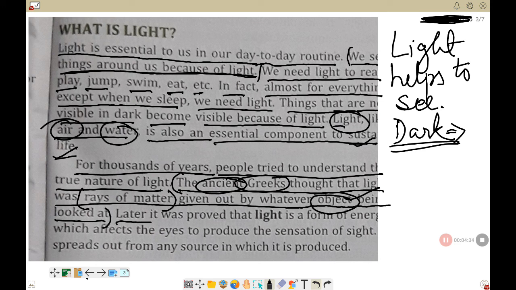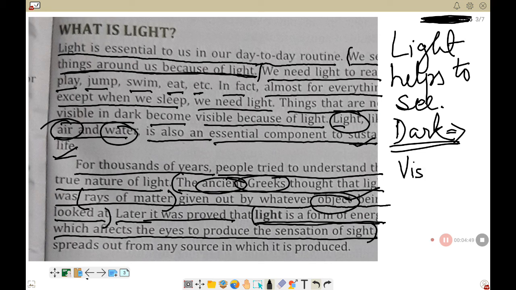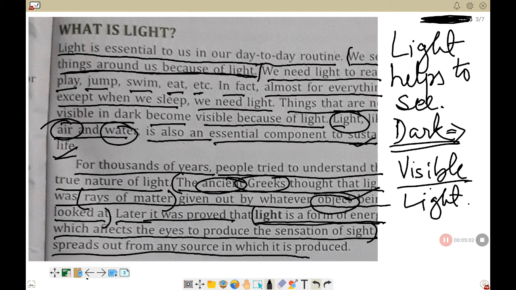But later on, okay, it was proved that light is a form of energy. So please underline from here, light is a form of energy which affects the eyes to produce the sensation of sight. Means we are able to see the things, that is, the things become visible. Why? Because of the presence of light. So light is helping us to see the things around us. All right, yes, so it spreads out from any source in which, okay, it is produced. So this is what we call light.